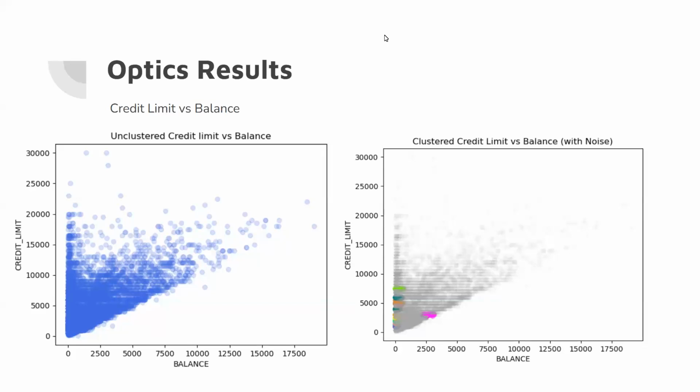So for OPTICS, here we have the unclustered and the clustered graph for the credit limit versus the balance. When I ran OPTICS, it gave a lot of points that had noisy data, about 6,000 or so. So I'm going to show graphs of them with and without them if you go to the next slide.